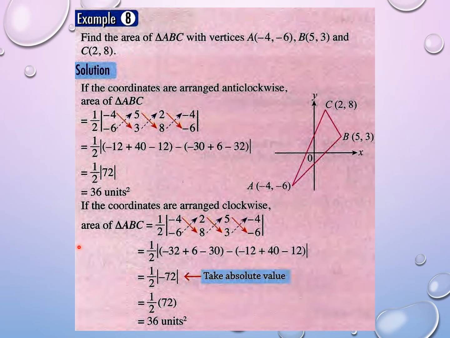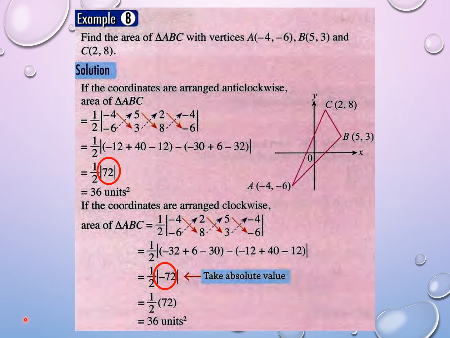So what I need you to know here is that if we use anti-clockwise, you get positive. If you go another way around, you see this one, -4, -6, and then instead of 5, 3, I use 2, 8. So 2, 8 means from A, I go to C, and after that only B. So this is clockwise. When you go clockwise, you will get a negative value. So the modulus will help us to remove the negative sign. When the negative sign is removed, you will get the same answer, no matter whether you are using clockwise or anti-clockwise. So that's the use of this modulus.